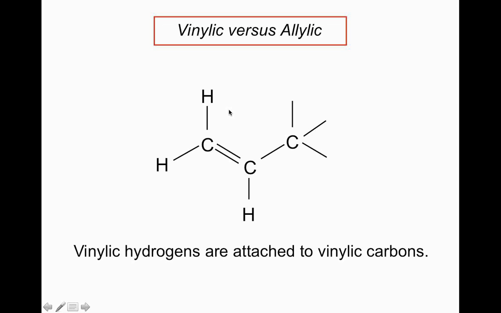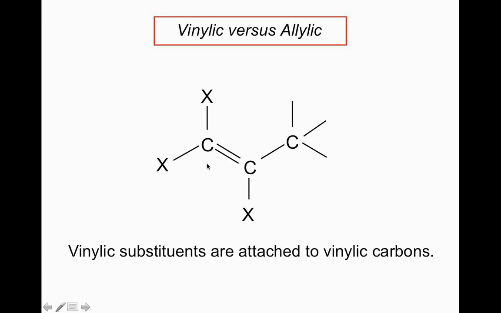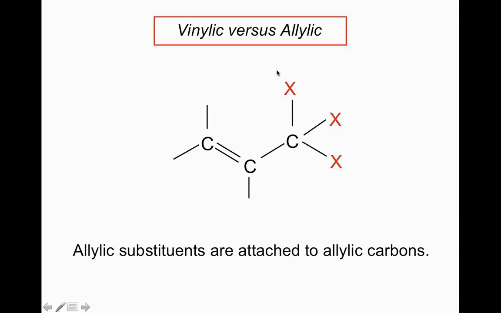When we look at the hydrogens attached to any of these carbons, remember that the vinylic hydrogens are the ones that are attached to the vinyl carbons in the double bond. Therefore, the allylic hydrogens must be the hydrogens that are attached to the allylic carbon. Same thing is true for any substituents. Vinylic substituents are attached to vinyl carbons, and of course, allylic substituents are attached to allylic carbons.